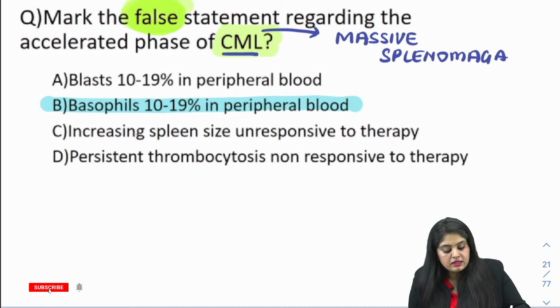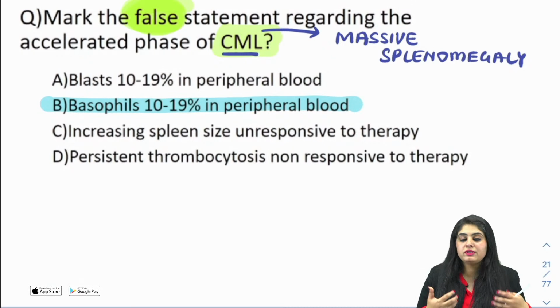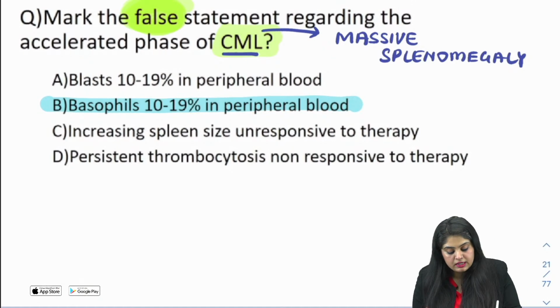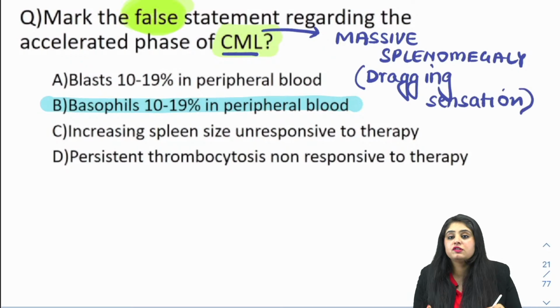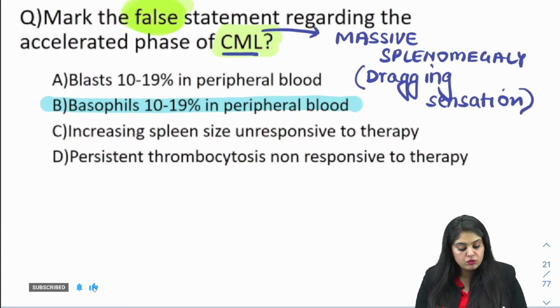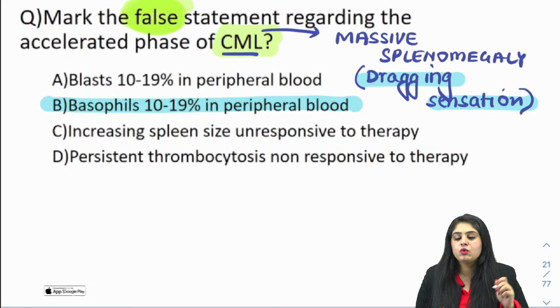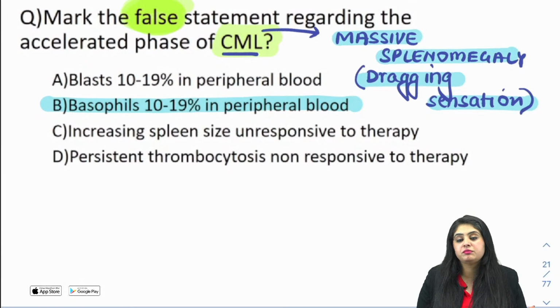Another thing: the patient is never going to come to you and say that I am having massive splenomegaly or my spleen is very big. How will the patient tell you that he's feeling something big in the abdomen? The patient will come to you and say, I am having a dragging sensation in the abdomen. Something is pulling because the spleen has become so big. He feels something is pulling him down, something is dragging him. So there is a dragging sensation that he's going to describe to you. That is how you correlate: okay, he's saying dragging sensation, let me palpate. Maybe this is a case of massive splenomegaly.